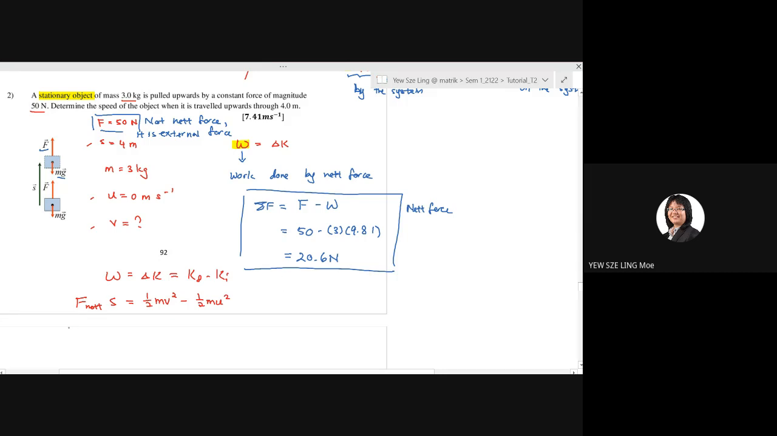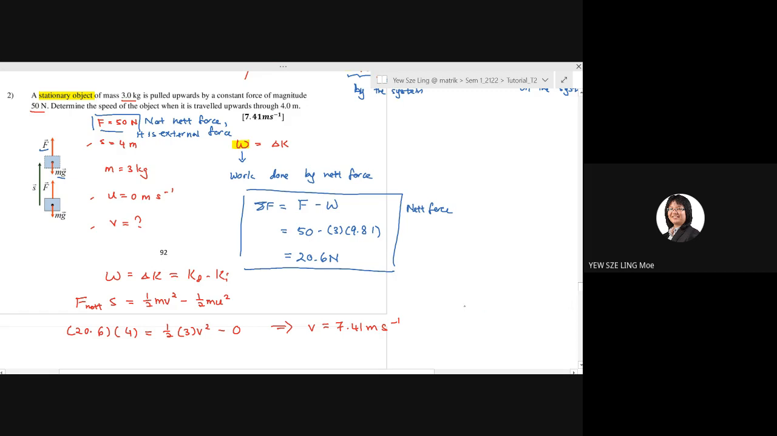So net force 20.6 times the displacement, which is 4 meter, equals 1/2 times mass 3 kg times V squared minus 0, because my object is initially at rest. From here, I obtain V equals 7.41 ms^-1.